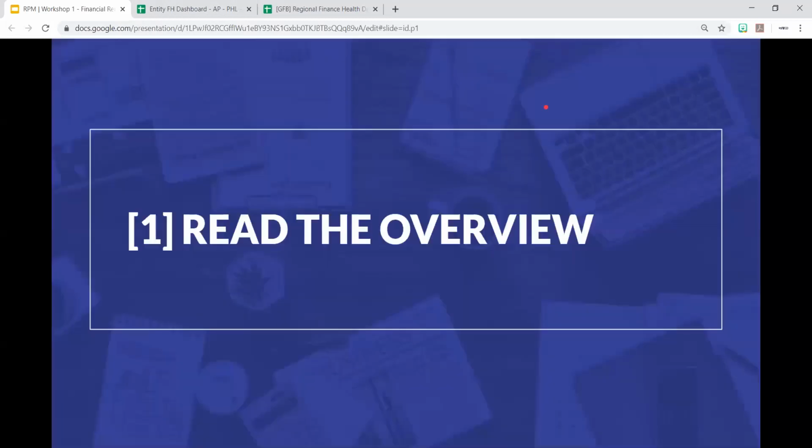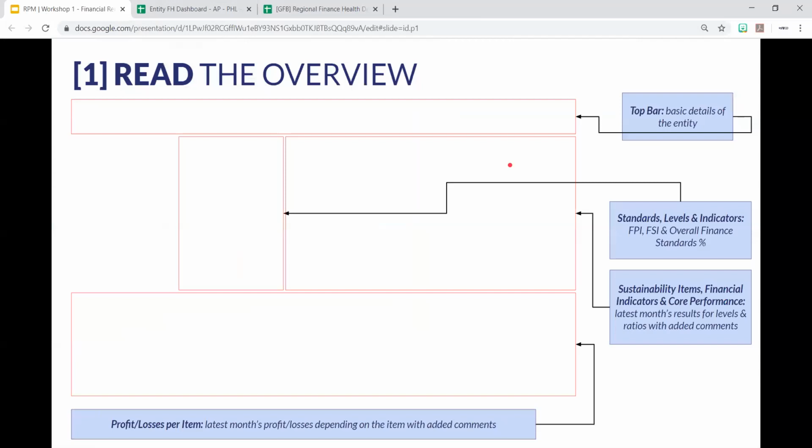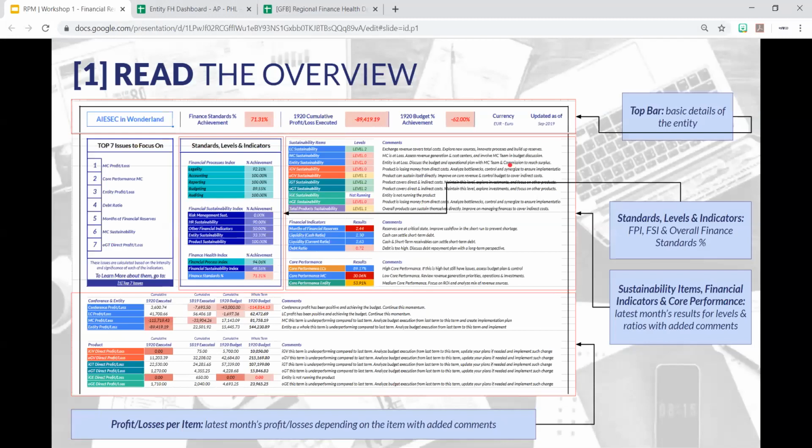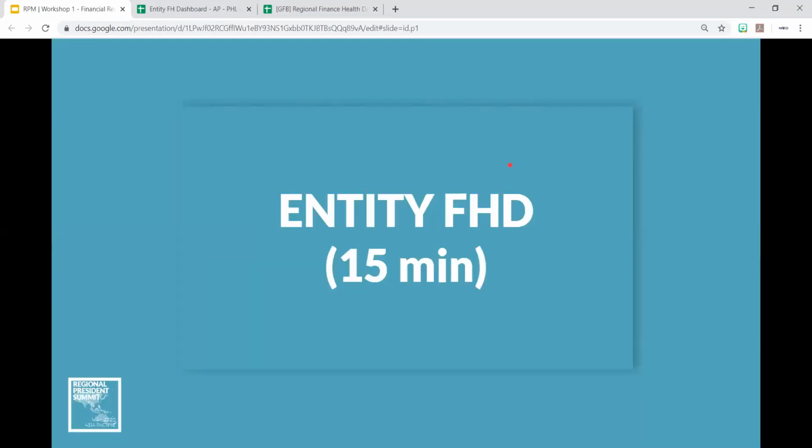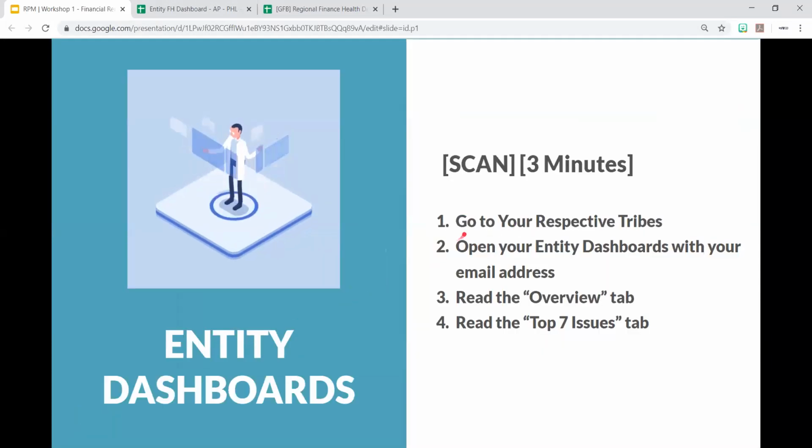By the way, in this output, I just put the instructions that I basically just told you, so that you can read the output and then check the data that I mentioned. So this is just working time. For your entity FHD, we will have a working time of 15 minutes. In the first 3 minutes, go to your respective tribes.